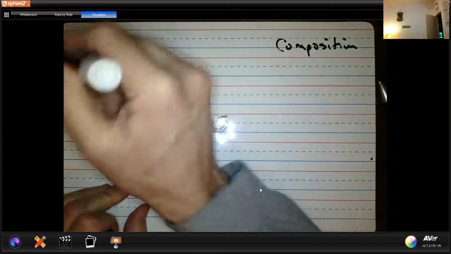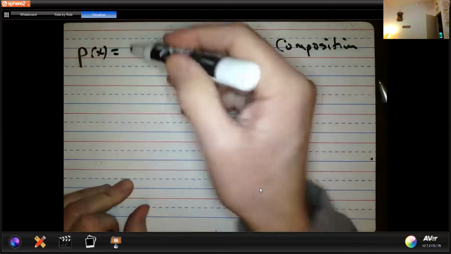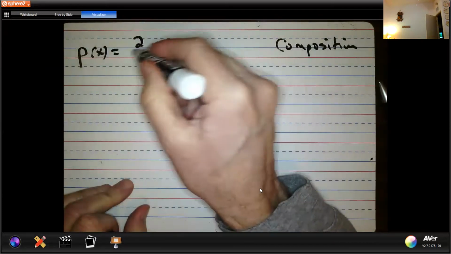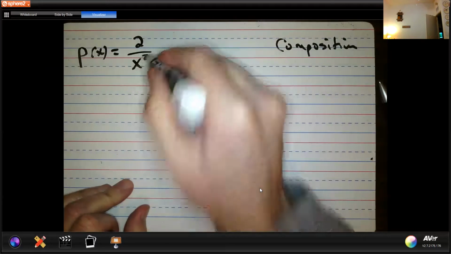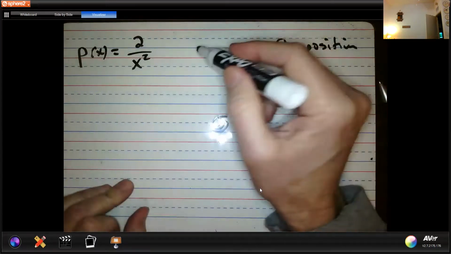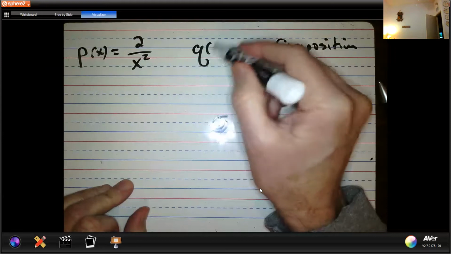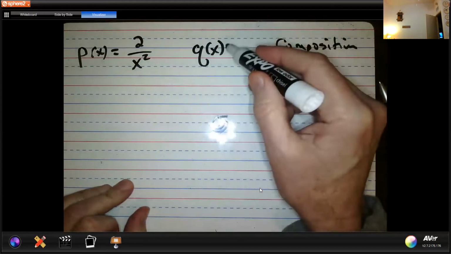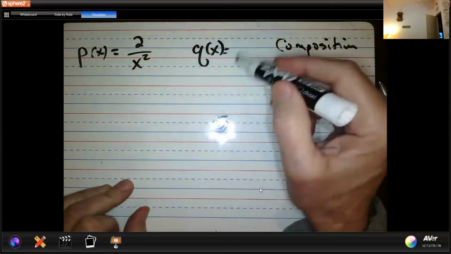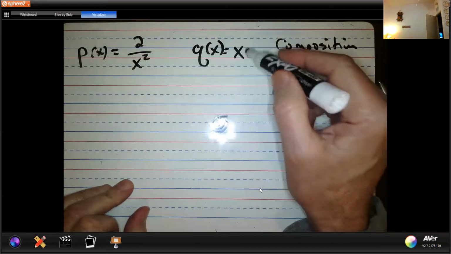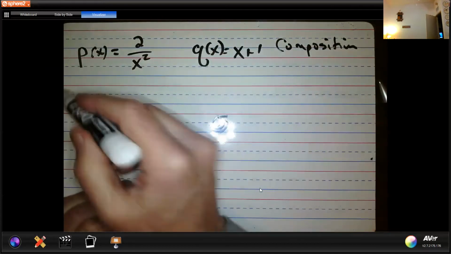What if we use a different letter? What if we say P of X is 2 divided by X squared? Remember, we know what that is. And Q of X is, let's try X plus 1. Okay.